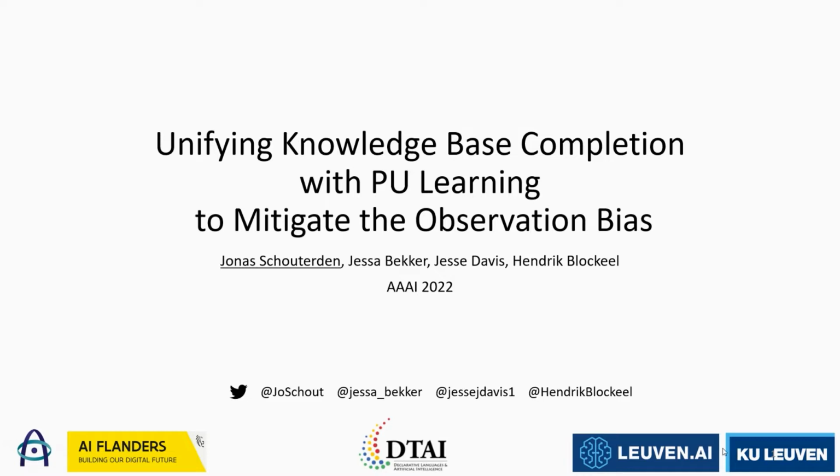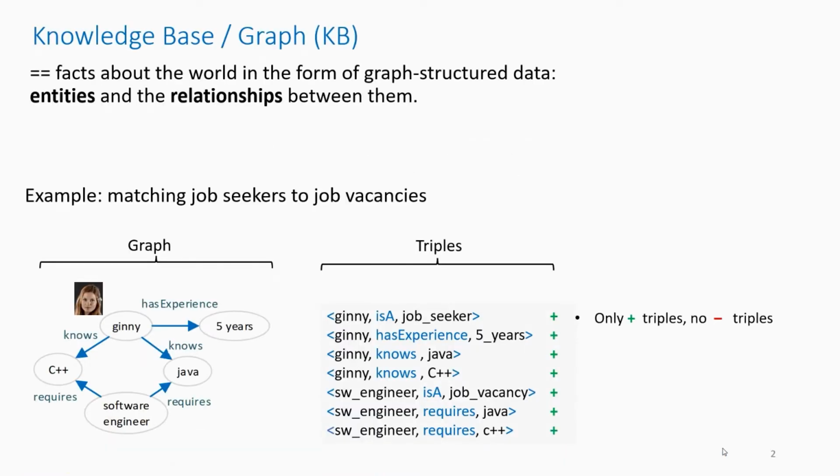So let's start at the very beginning. What is a knowledge base, also called a knowledge graph? It's a set of facts about a problem domain in the world in the form of graph-structured data, that is, entities and the relationships between them. So take, for example, the problem domain of having to match job seekers to job vacancies. Assume that we have a job seeker, Jenny, who has 5 years of experience and knows both the C++ and Java programming languages. We also have a job vacancy for a software engineer, which requires knowledge of both the C++ and Java programming languages. Here on the slide, we show two representations of this data as a knowledge base.